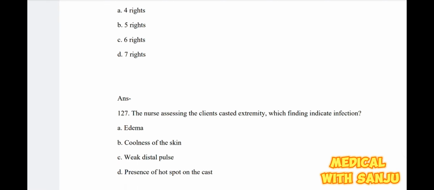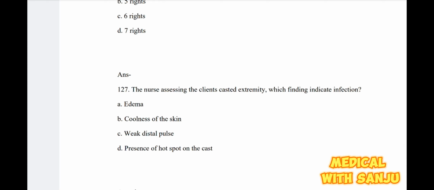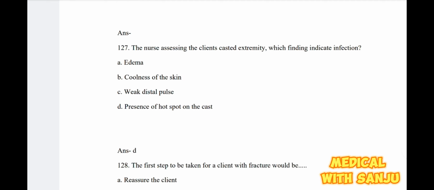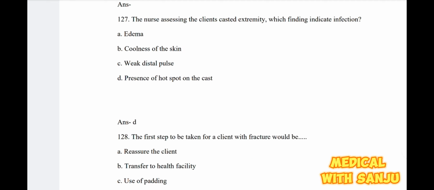Question number 127. The nurse assessing the client's casted extremity, which finding indicate infection. Option A edema, option B coolness of the skin, option C weak distal pulse, and option D presence of a hot spot on the cast. The right answer is option D, presence of a hot spot on the cast.